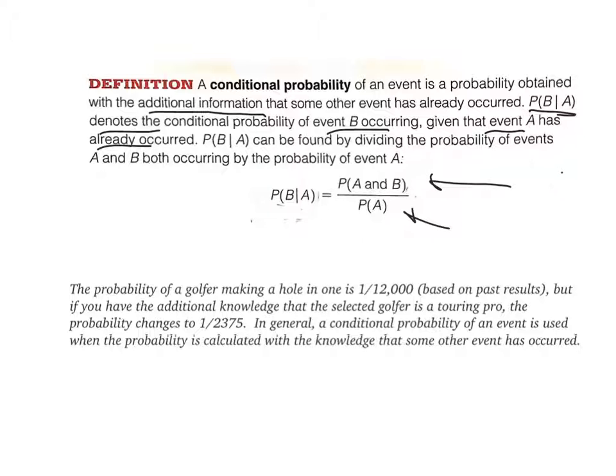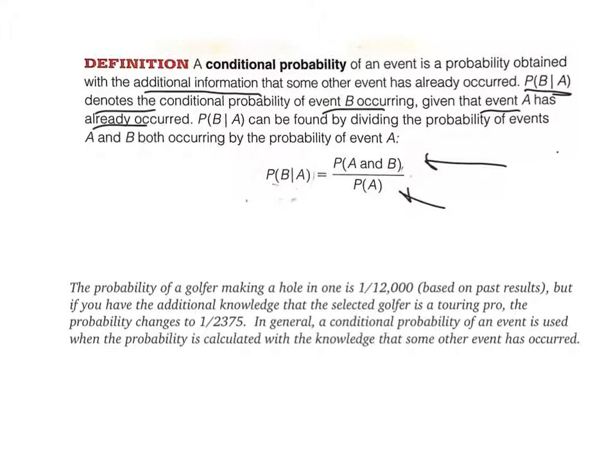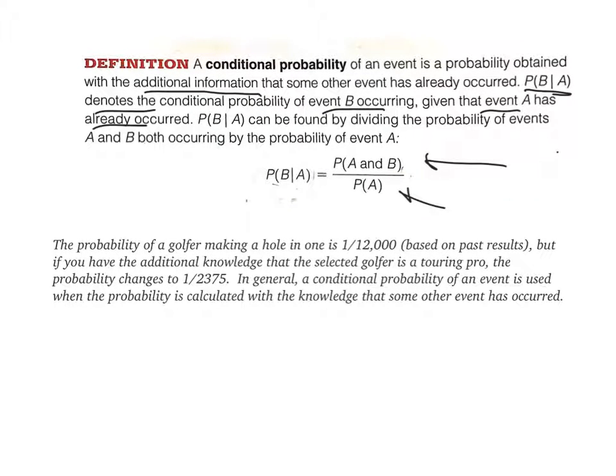Quick example down here on the bottom. Not going to work it out, but just to show you what conditional probability means. It says the probability of a golfer making a hole-in-one is 1 in 12,000. And of course, that's based on past results. You really can't work that out mathematically. But if you have the additional knowledge that the selected golfer is a touring pro, the probability changes to 1 in 2375, which is a lot better.